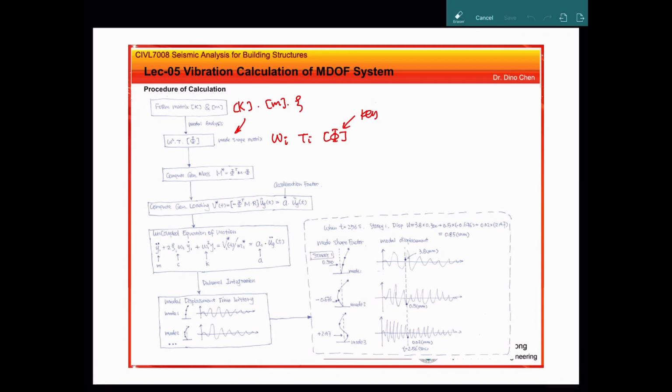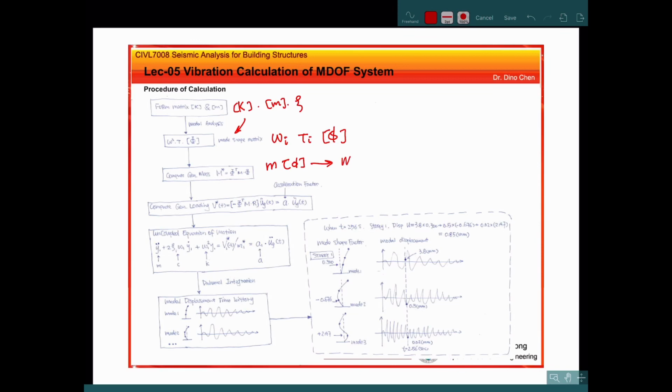And then we use this mode shape matrix with the mass. This is the original mass and the mode shape matrix. We can compute the generalized matrix. So we use the star, and then we can compute the external loading factor for each mode shape. This is the generalized external loading factor, and we can use the basic equation to transfer to each DOF, each mode. For example, mode i.